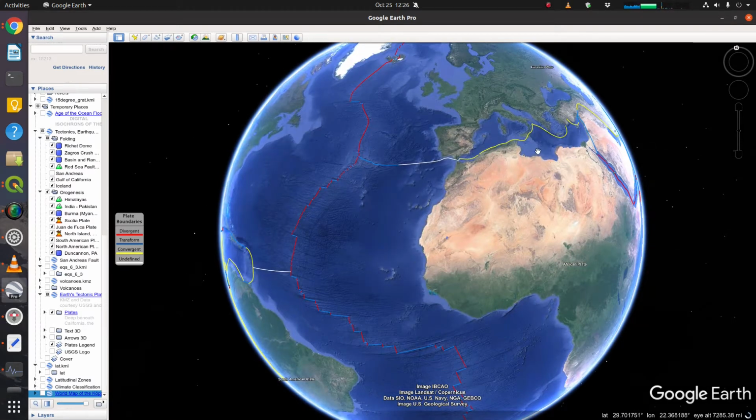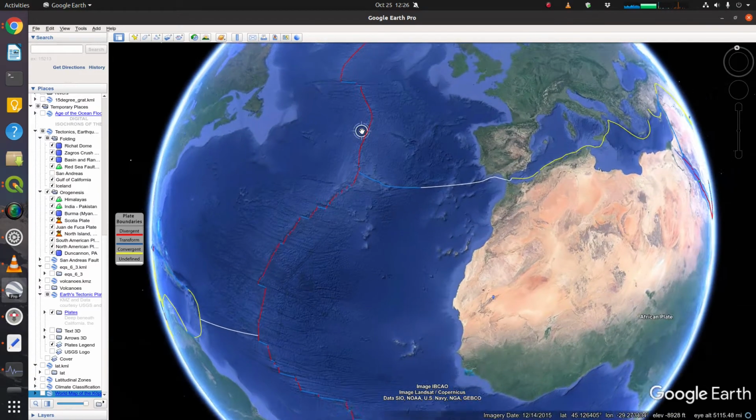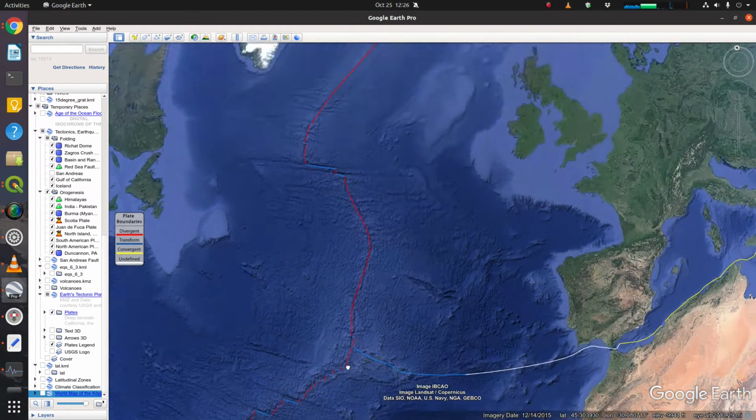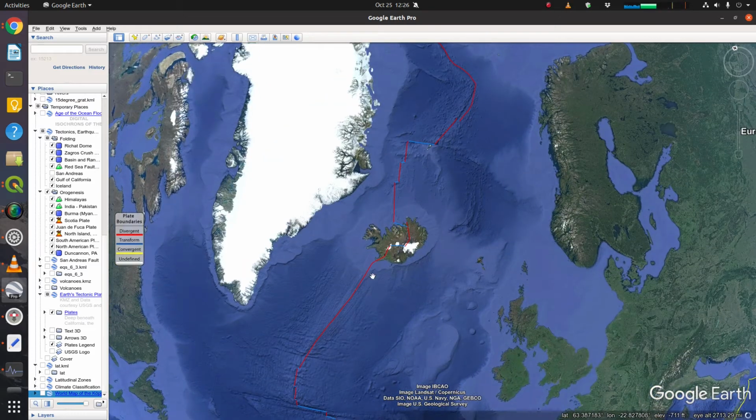So all the lines that you're seeing now, the red lines are divergent, where the two plates are coming apart. This plate is moving to the west, this plate is moving to the east. Iceland is right on top of a divergent boundary. Iceland is getting stretched apart. New material keeps coming up.